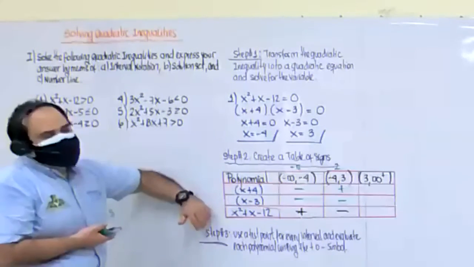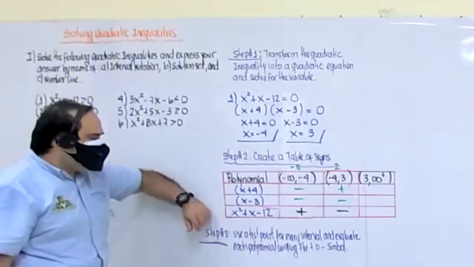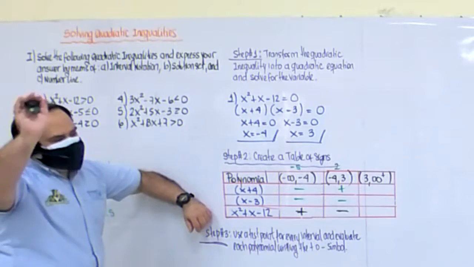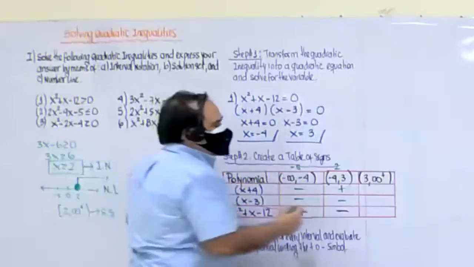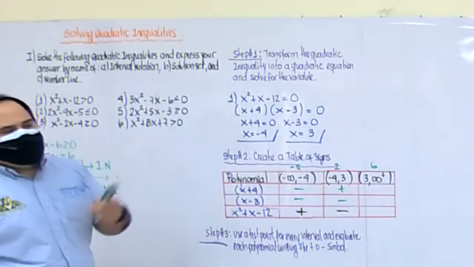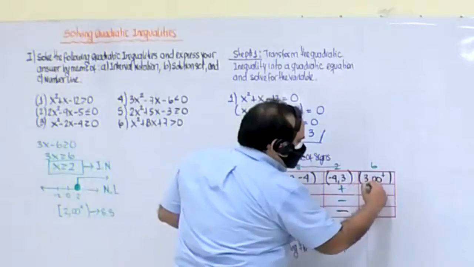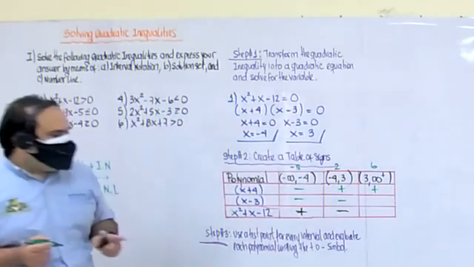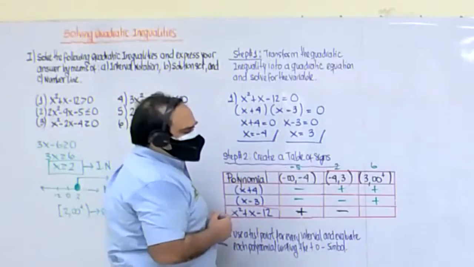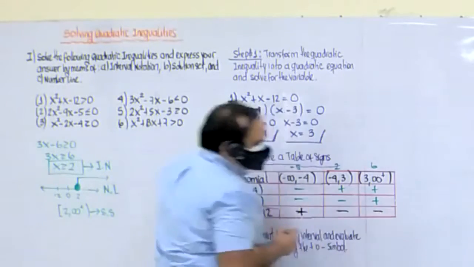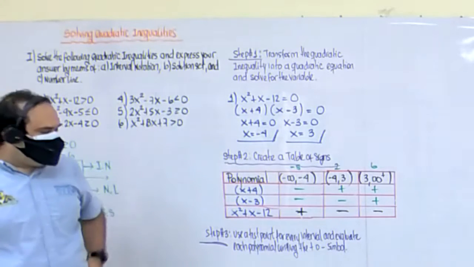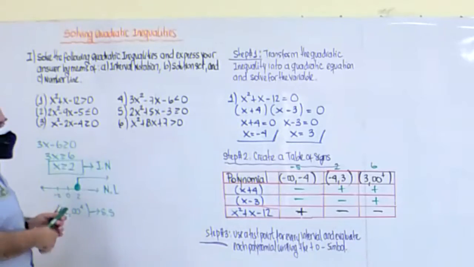So in the last part, choose a number between 3 and positive infinity. Choose one number, for example 6. 5, 4, 7, it doesn't matter. 6 plus 4 is 10. I don't care about 10, I care about the sign. It's positive. 6 minus 3 is positive 3. Okay, positive. And positive times positive will be positive. Okay, we are creating the table of signs. Now, that's step number 4.